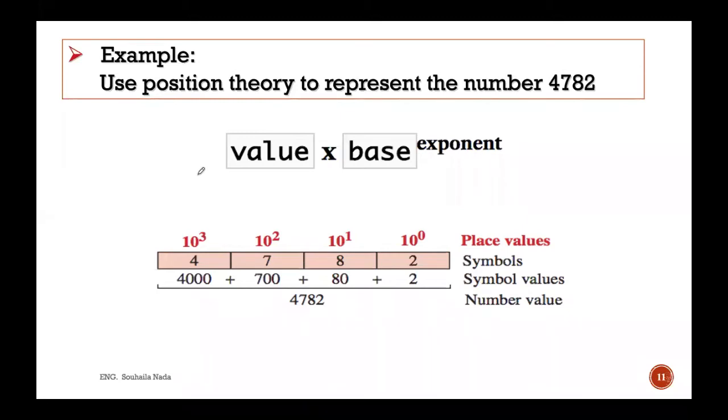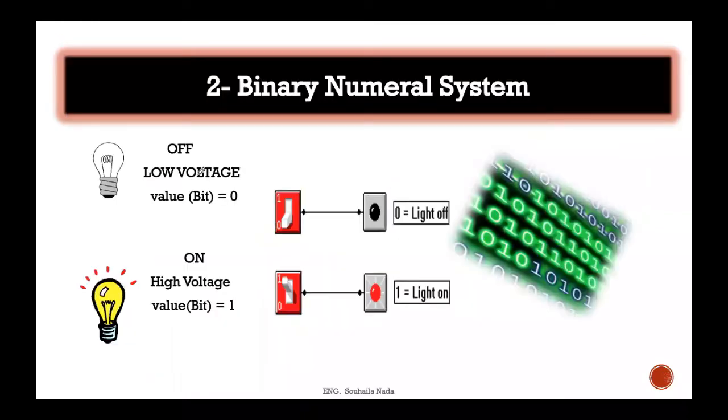Okay, let's now take the binary number system, the binary numeral system. From its name, it consists of 2 digits, only 2. Bi means 2. Decimal, or denary, means 10. It consists of 10 symbols: 0, 1, 2, 3, 4, 5 until 9.